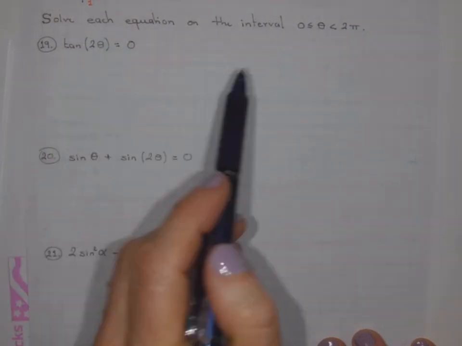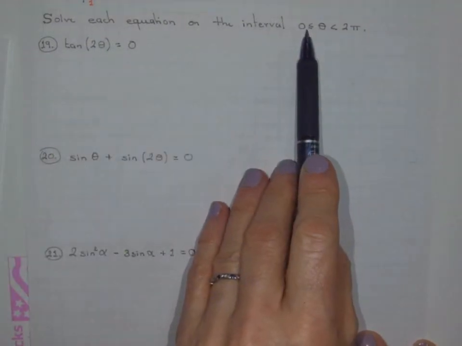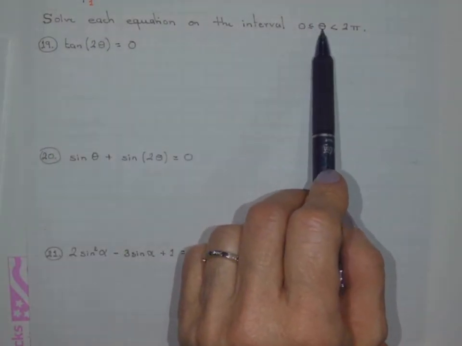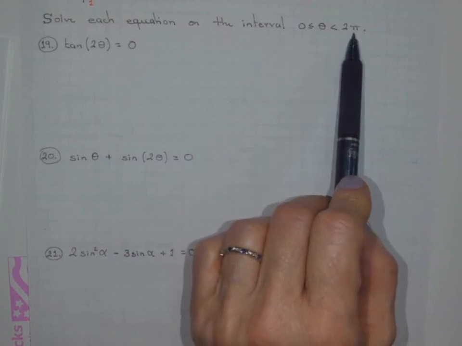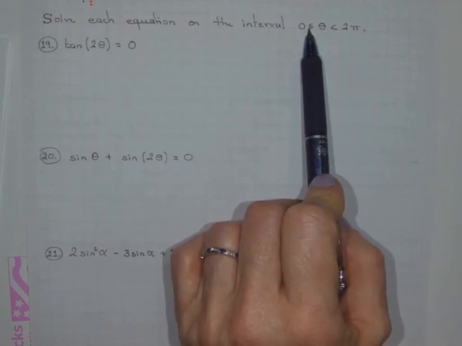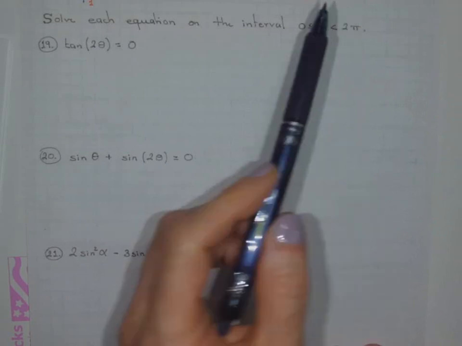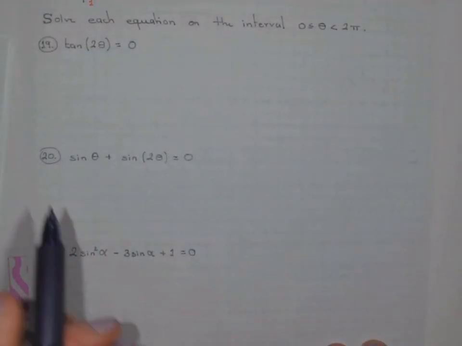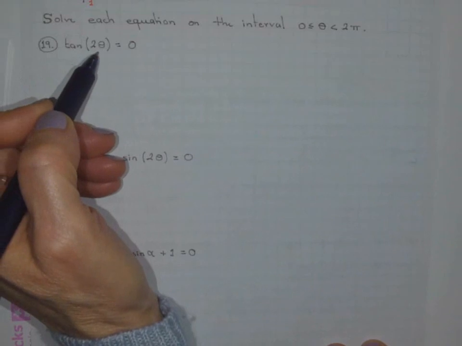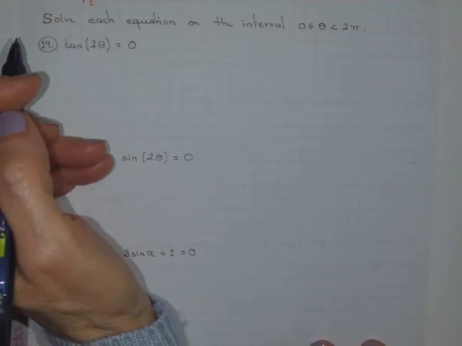Alright, so let's do the last section here. So we're going to do solving the equations, and we are going to keep the angles we are looking for between 0 and 2 pi, closed at 0 but open at 2 pi, right? So that would not be included because it's already part of the 0. And so tangent of 2 theta equals 0.